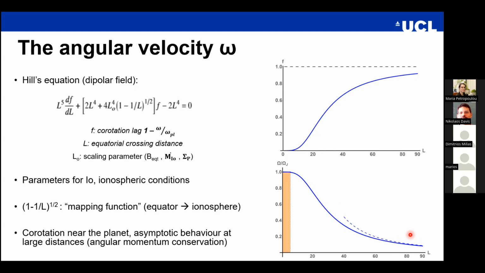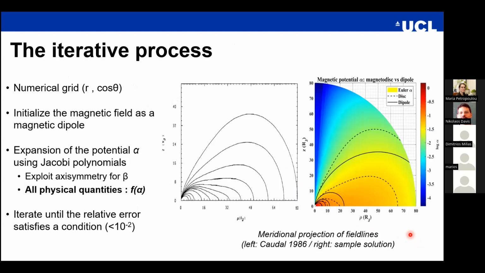All right, then we have everything we need. We can now calculate the magnetic field of Jupiter and the profile of its magnetosphere. The calculations are performed in a numerical grid in spherical coordinates. R is the radial distance and cosine of theta is the cosine of the colatitude. We start with a magnetic dipole and we perform iterations trying to optimize the solution and come closer to a realistic profile. Again, we are very lucky because we are using axisymmetry.